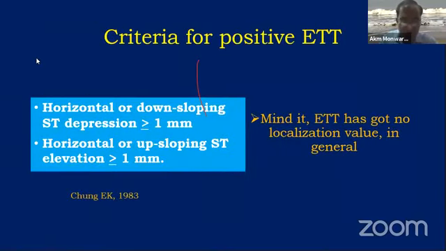Now, what is the unequivocal criteria for positivity of ETT? The unequivocal definition of positivity of ETT is horizontal or downsloping ST segment depression of 1 millimeter or more, or horizontal or upsloping ST segment elevation of 1 millimeter or more. Mind it, ETT has got no localization value in general. Whenever there is ST segment elevation, probably in those rare cases, ETT has got some localization value. Otherwise, by just observing the leads affected, you cannot say that this patient is having LAD, RCA, or LCX lesions. These sorts of localization cannot actually be done.